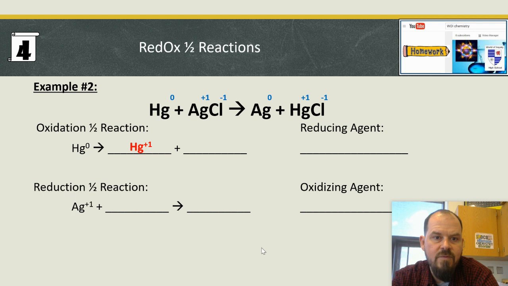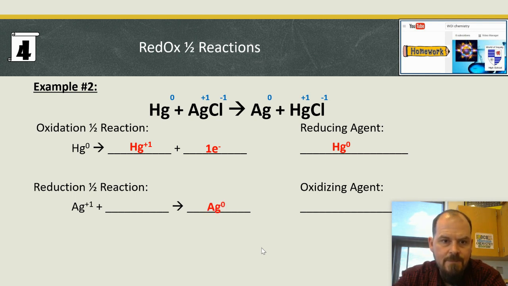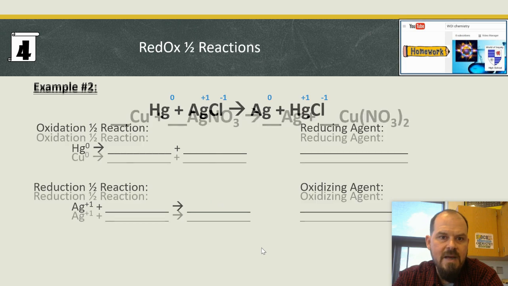How many electrons did I lose from 0 to 1? 1 electron. Reducing agent, Hg0. Notice it's the reactant metal. Same thing for oxidizing agents. Can be the reactant metal in the reduction reaction. Ag +1 on the product side is Ag0. What did I gain to get from +1 to 0? I gained 1 electron. My oxidizing agent is Ag +1. Sweet. So these two examples were pretty routine, just like you'd expect.